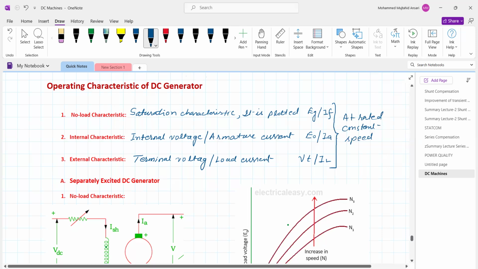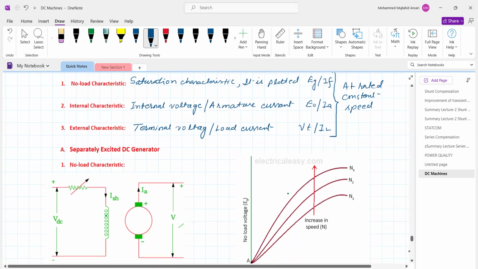In the case of DC generator, we come to know that the EMF generated EG is equal to phi Z N P upon 60A. So this is the EMF equation for all types of generator. The generator may be a series, it may be a compound, it may be a DC shunt generator.